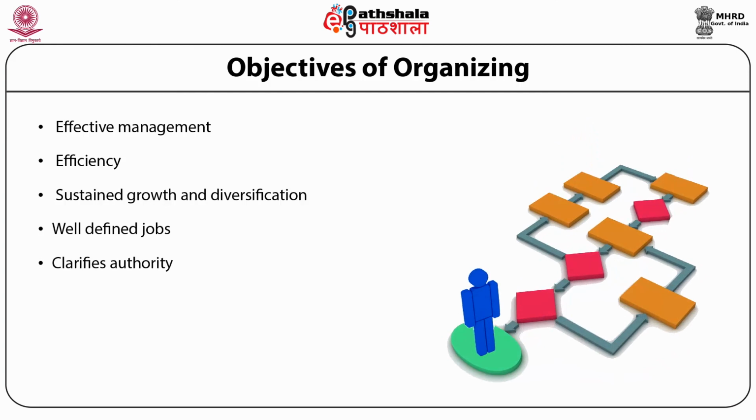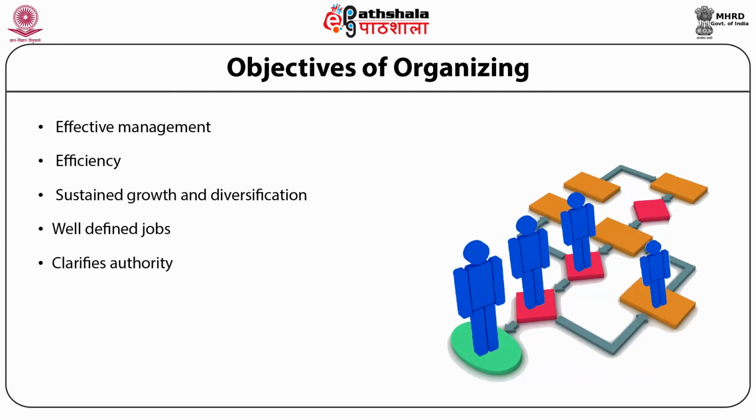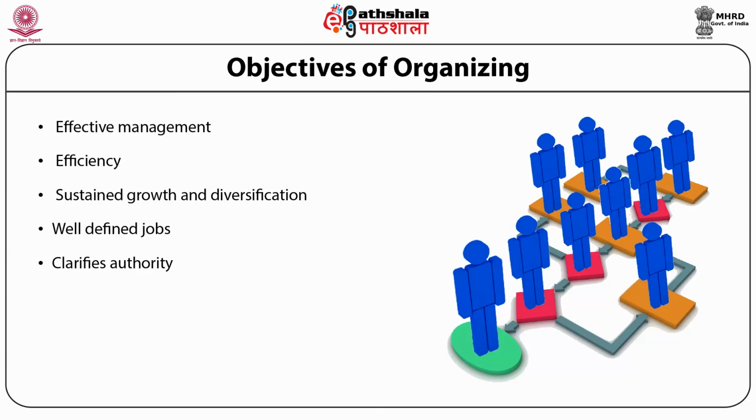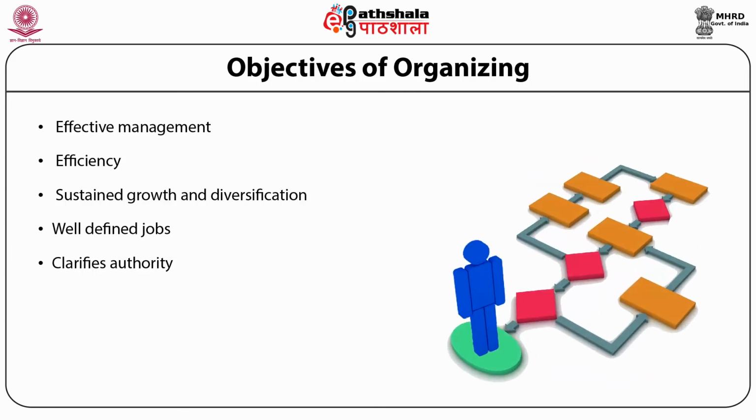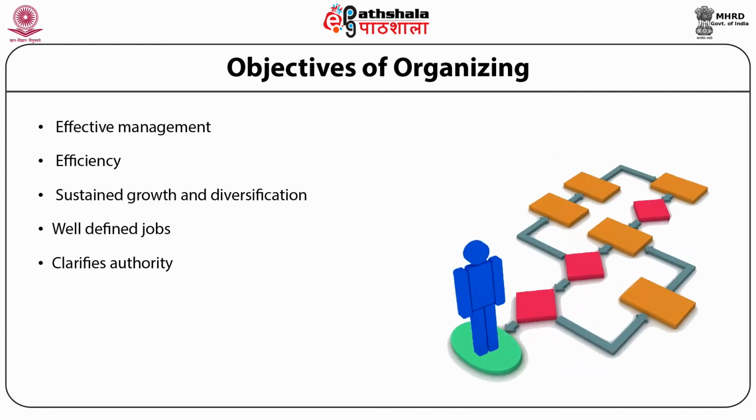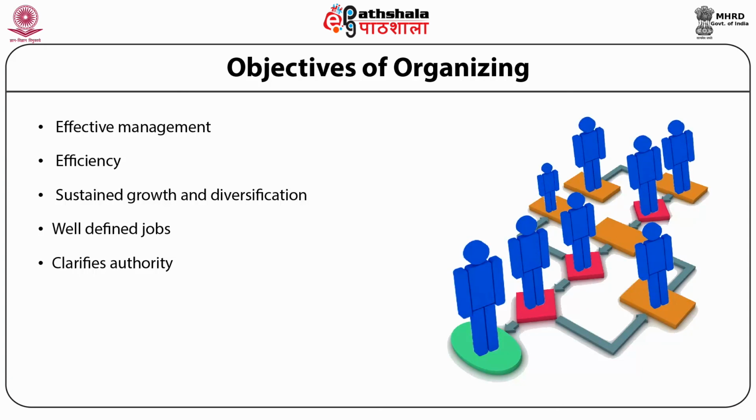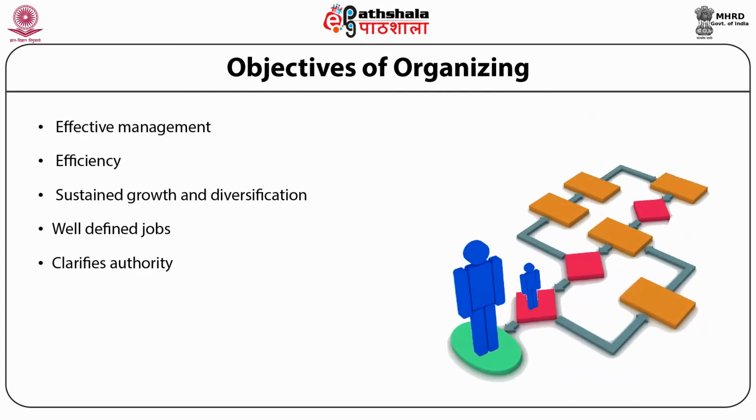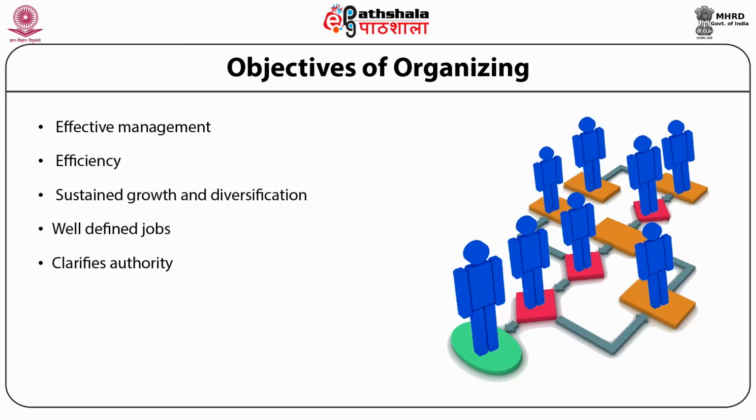Fifth is clarifies authority. Organizational structure helps in clarifying the role positions to every manager and also the authority attached to his position so that he could perform his role effectively. The authority is delegated, keeping in view the responsibility so that a balance between authority and responsibility is maintained. Well-defined jobs and responsibilities attached help in bringing efficiency and thus increase productivity.